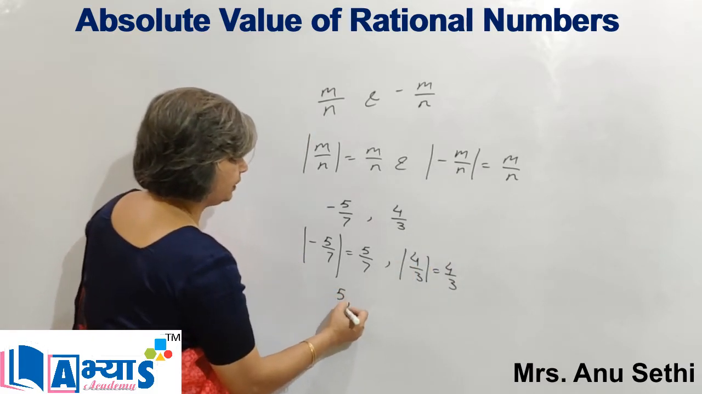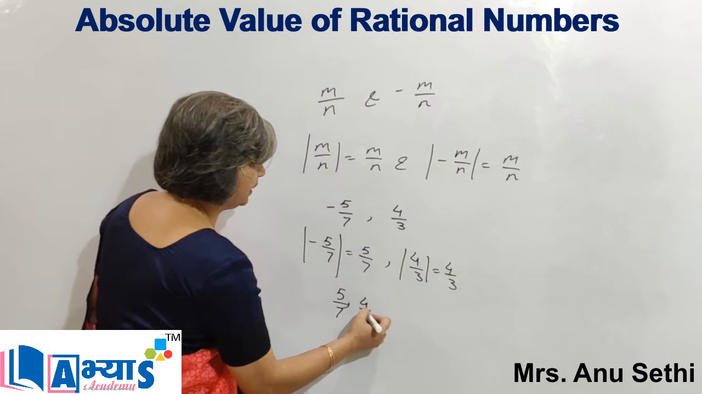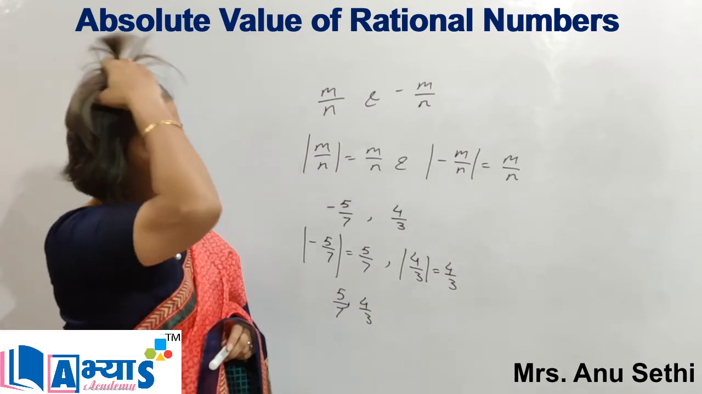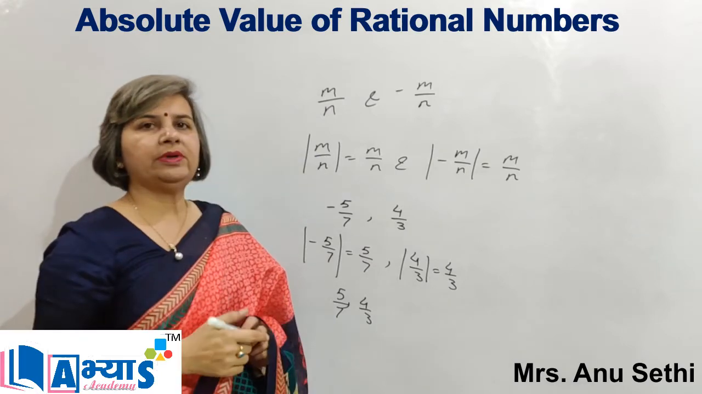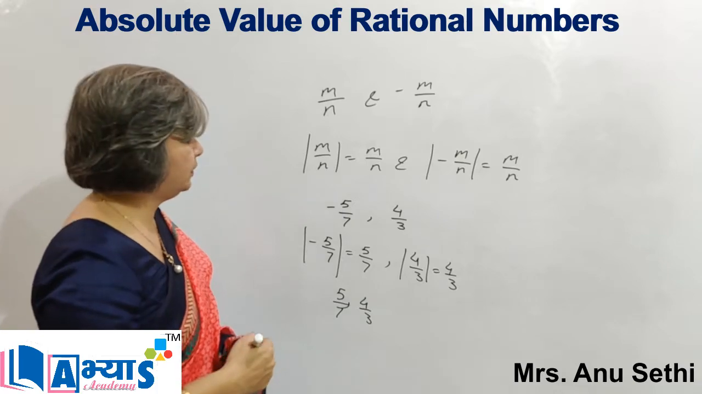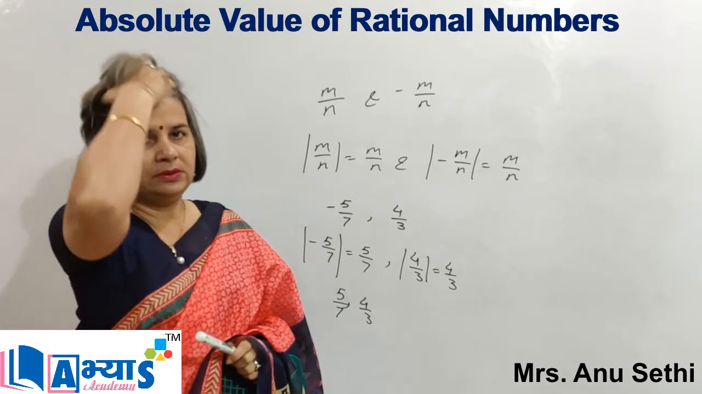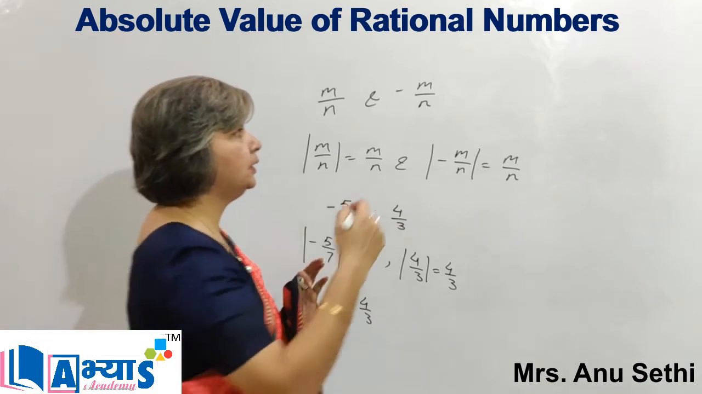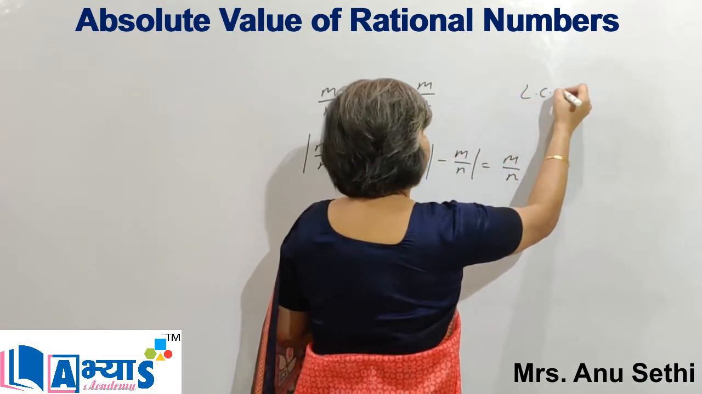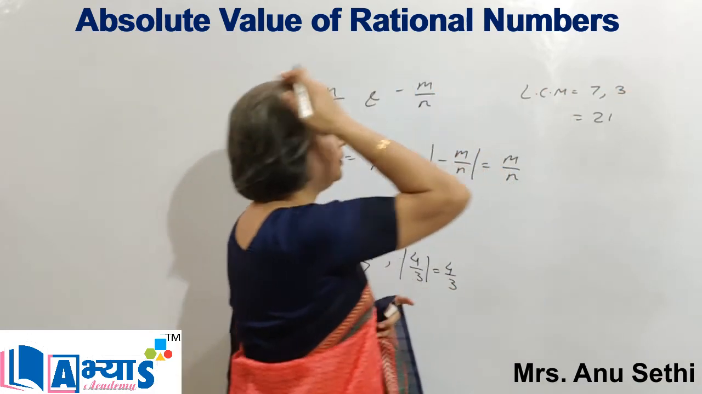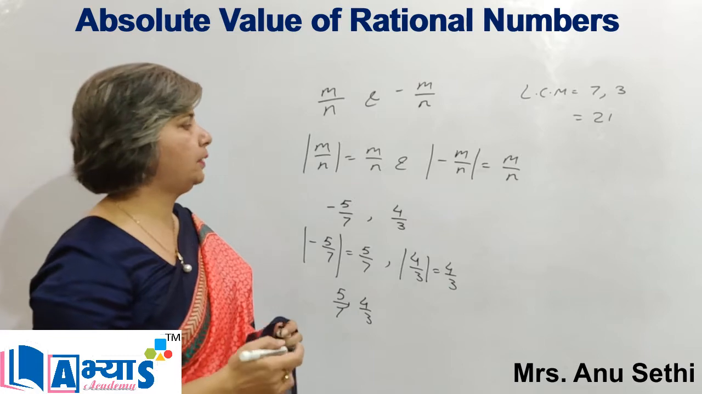Now we have to compare 5 by 7 with 4 by 3. To compare two rational numbers 5 by 7 and 4 by 3, we can only compare when we have the same denominator in both the terms. For that we will try to convert them into equivalent fractions with the same denominator. The LCM of 7 and 3 comes out to be 21 because 7 and 3 are co-prime numbers.